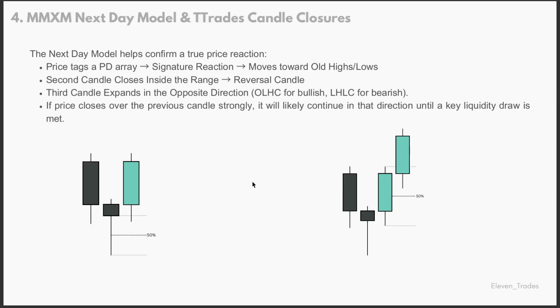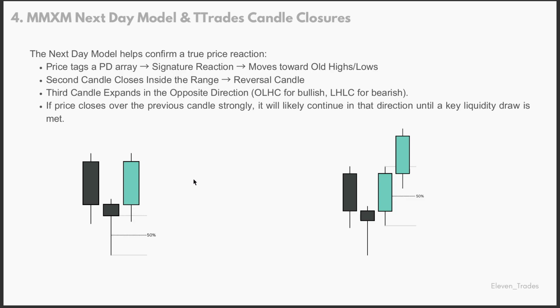The fourth component is the MMXM's next day model and the T-Trades candle closure. The MMXM next day model actually is a 3 candle signature. It actually helps you with the reversal inside a PD array. When the price takes a PD array, a 3 candle signature forms, candle 1, candle 2 closing inside the range. So according to the next day model, the third candle will be an open low high close candle.